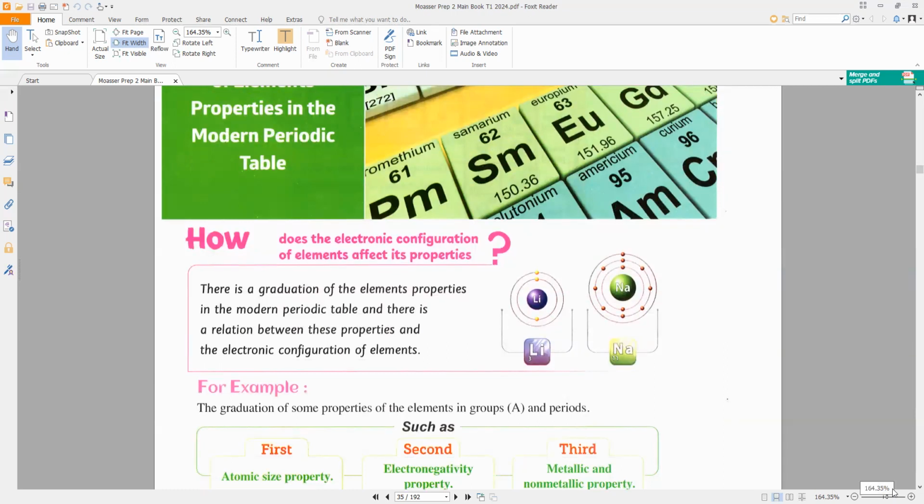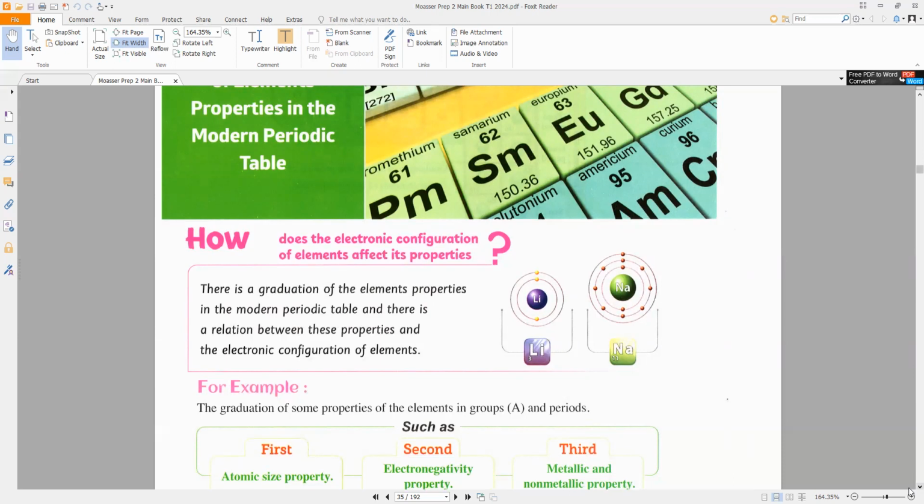After the scientists designed the table according to atomic number, they found the properties also graduated in the table. They found there is a relationship between the properties and the number of electrons in the outermost level, or the electronic configuration. This means the properties of the element are related to the number of electrons in the outermost level or its electronic configuration.